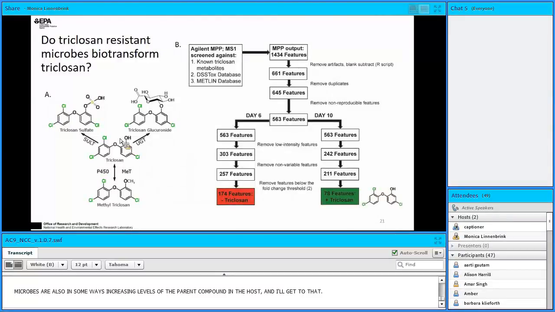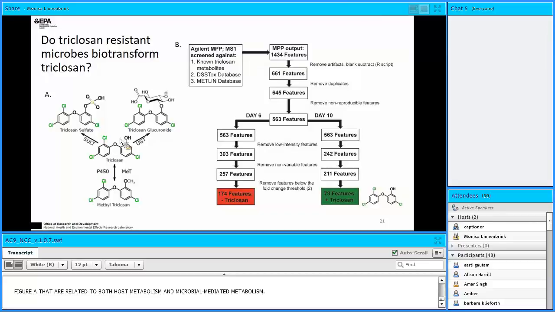So in collaboration with a bunch of neuroscientists, and I'm going to get into acknowledgments at the end of the talk, we wanted to ask whether these triclosan-resistant microbes could be biotransforming triclosan into unique chemical metabolites. The main biotransformation pathways are shown in Figure A, related to both host metabolism and microbial-mediated metabolism. This includes sulfation, glucuronidation, and methylation reactions.